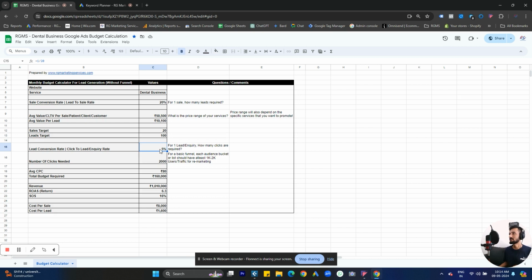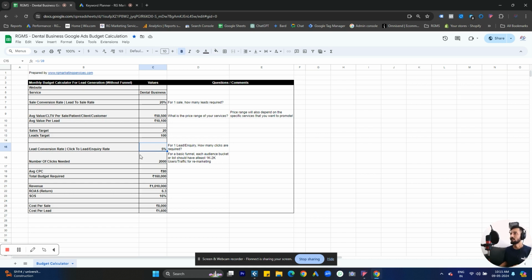Okay, so these conversion rates, I'm considering through my experience and the generic industry rates, and I think it's a pretty decent rate that I'm putting here. So yeah, out of 20 clicks you can expect one inquiry. So this comes down to a 5% conversion rate for leads.